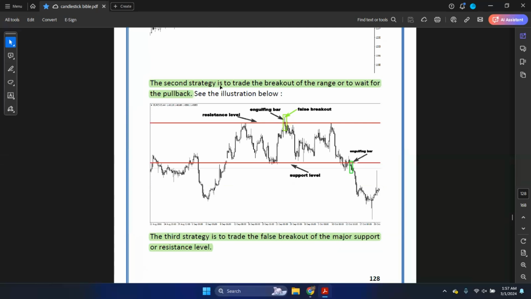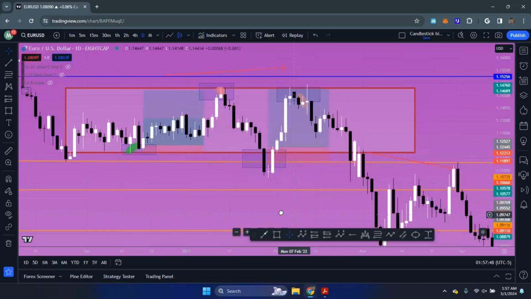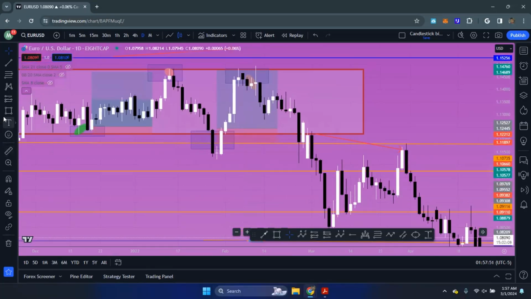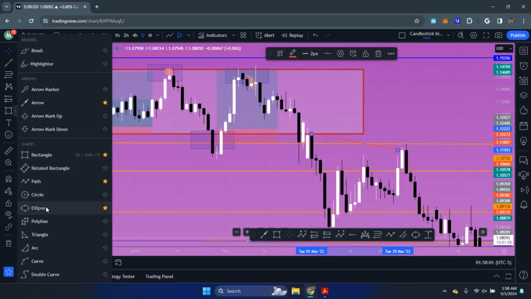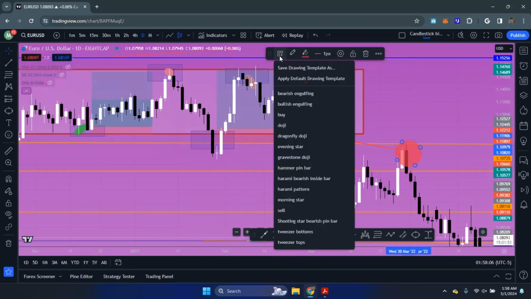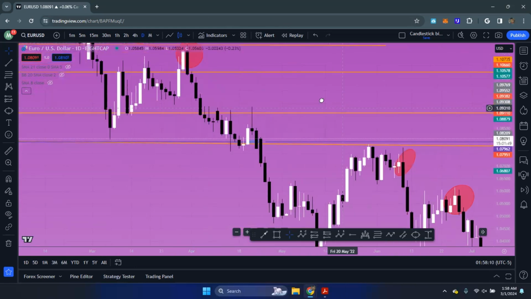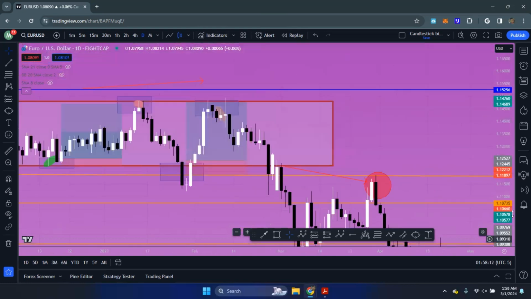All right, second strategy is to trade the breakout of the range or wait for the pullback. I'm not even gonna try to act like I don't see it. Okay, price broke out. She came back, retest. A bearish engulfing is formed right here, guys. And what she do? She sold. I mean, that was a selling market right there.